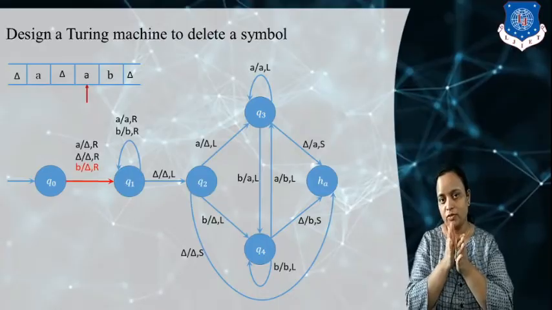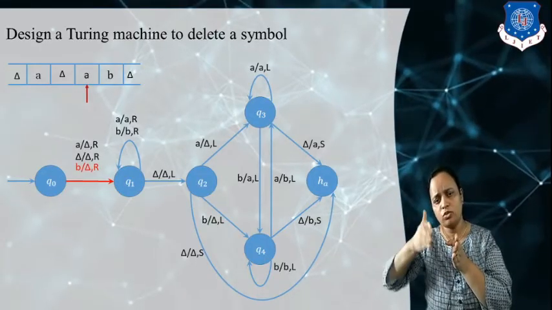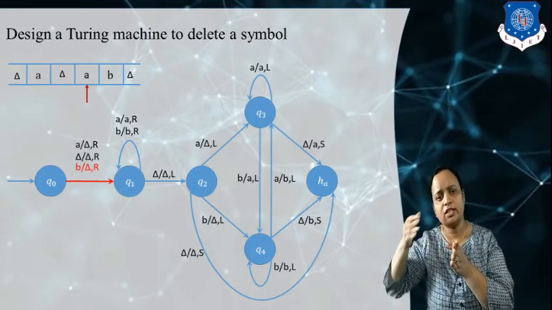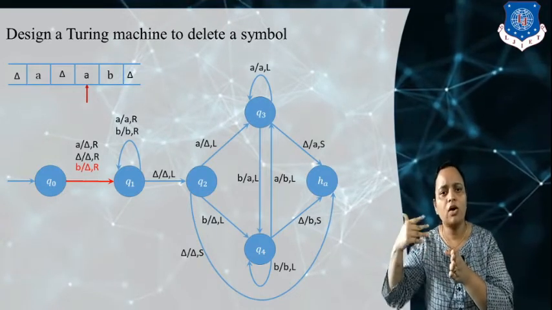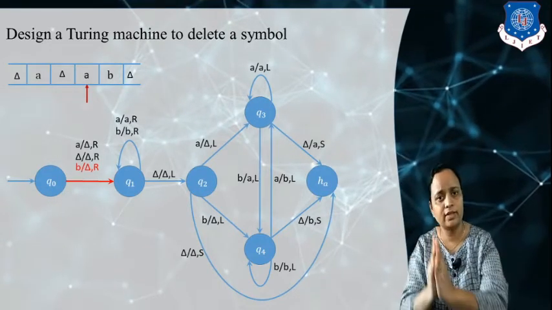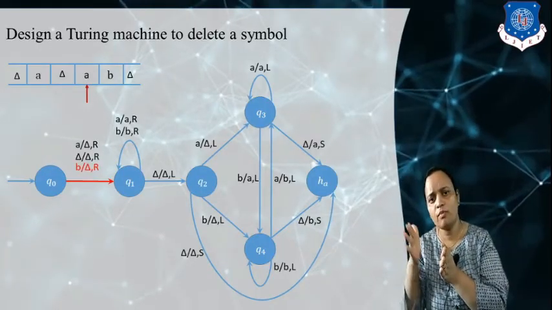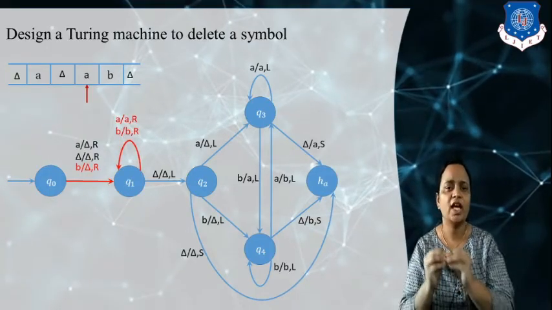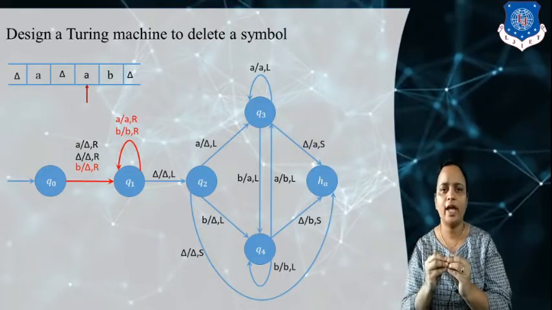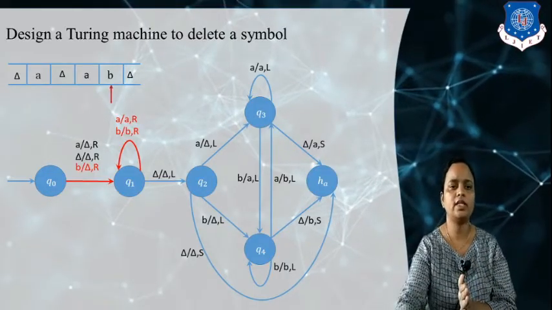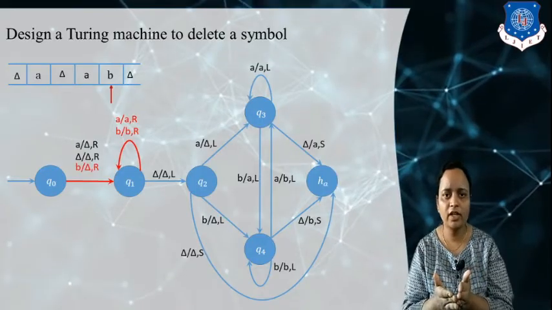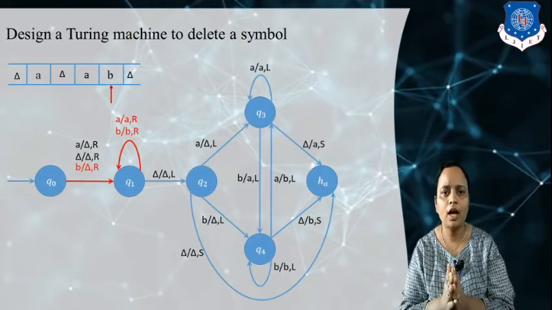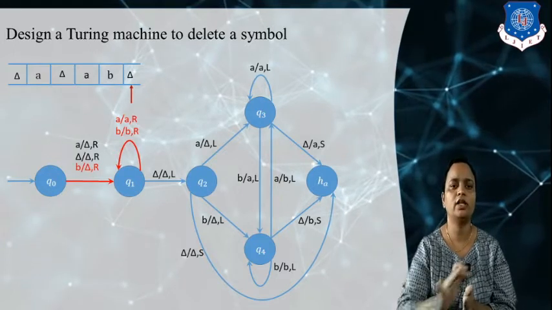Step number 2 says that we have to move our tape head to the right end of the string. So what are we going to do? By moving to the right side, if the symbol is small a or small b, we keep it as it is and only move the tape head to the right end. So at the Q1 state, small a is replaced by small a, move the tape head to the right direction. Now if small b comes, small b is replaced by small b, move to the right direction.